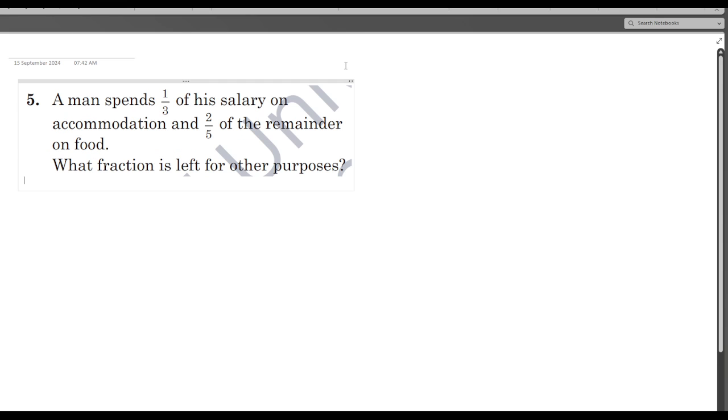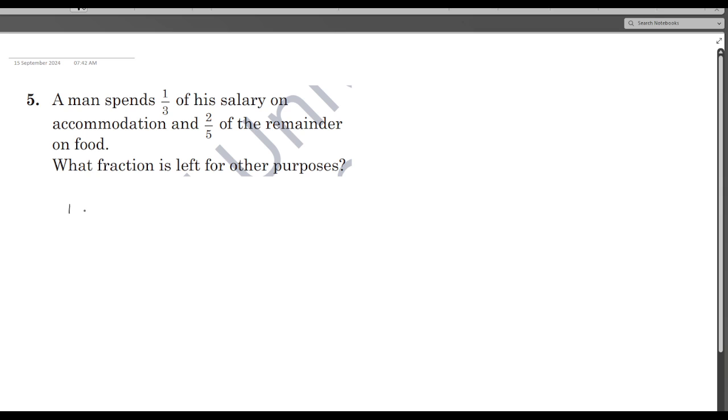A man spends 1/3 of his salary on accommodation and 2/5 of the remainder on food. What fraction is left for other purpose? So suppose you have X. Okay, the question is what fraction is left for the purpose. So when what fraction is asked, better we can consider that the salary is 1 only.